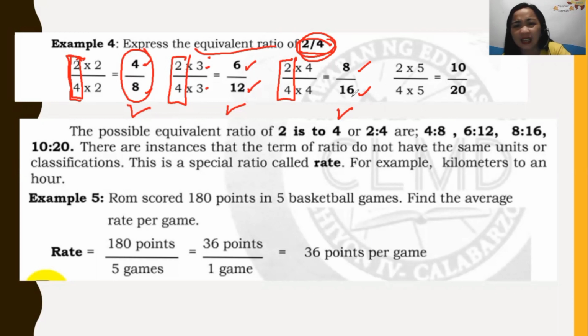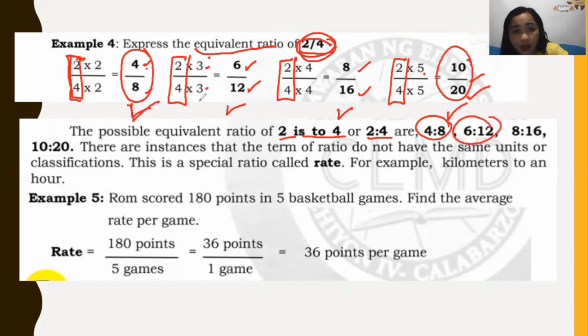So, napakadali. Mag-multiply ka lang ng isang number sa kanila to get the equivalent ratio. So, ito yung given natin. Times 5, we have 10. 4 times 5 is 20. Another equivalent ratio. The possible equivalent ratios of 2 is to 4 are 4 is to 8. Ito po yun.